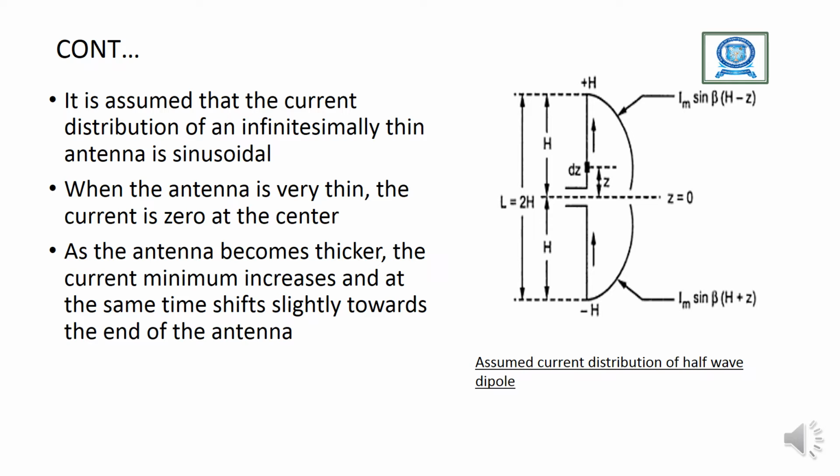Next, if the antenna becomes thicker, as in the second case, the current minimum increases and there will be a phase shift along the end of the antenna. So this is how we assume the current distribution along the antenna.